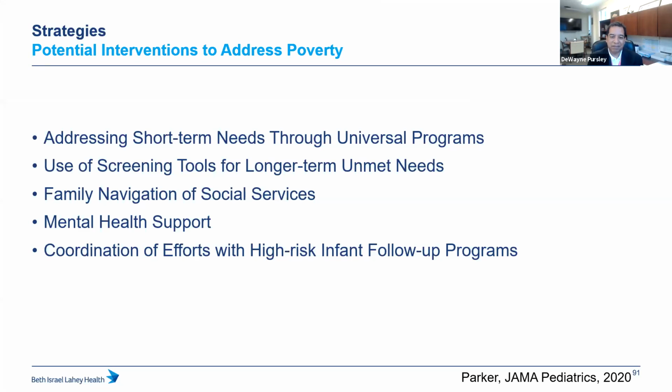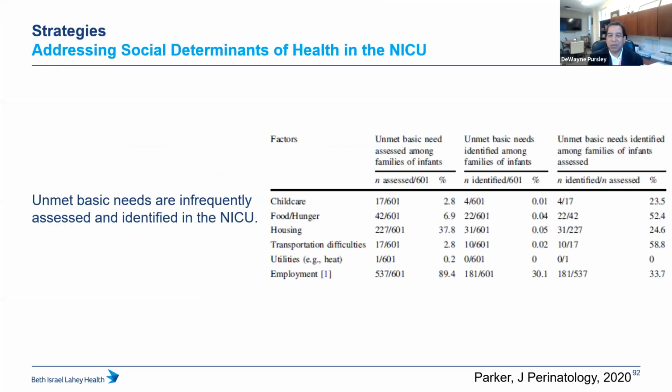Next slide, please. So social determinant health screening has been commonly employed in the pediatric outpatient setting. In this study, Meg Parker used a mixed method study in 2 safety net NICUs to determine how often unmet needs are assessed and identified among NICU families. And they found that apart from employment, other unmet needs were infrequently assessed. And these included housing, food and hunger, childcare, transportation, and the reliability of utilities.